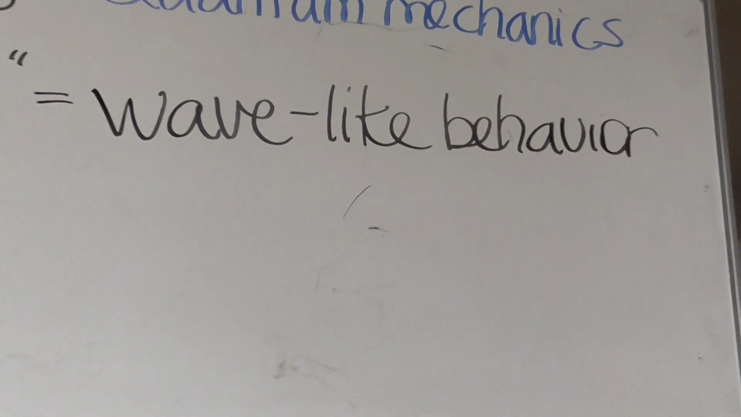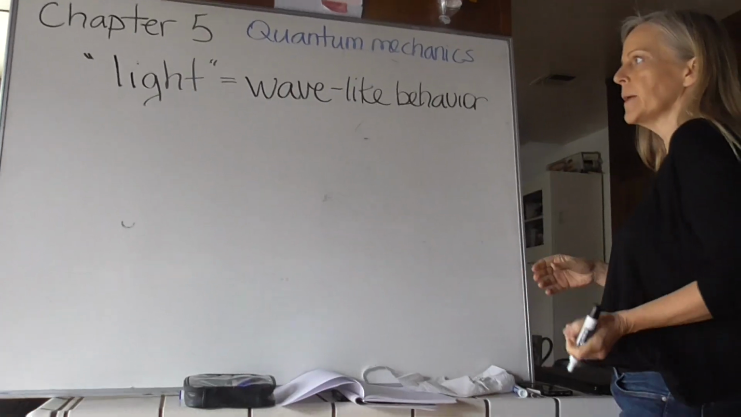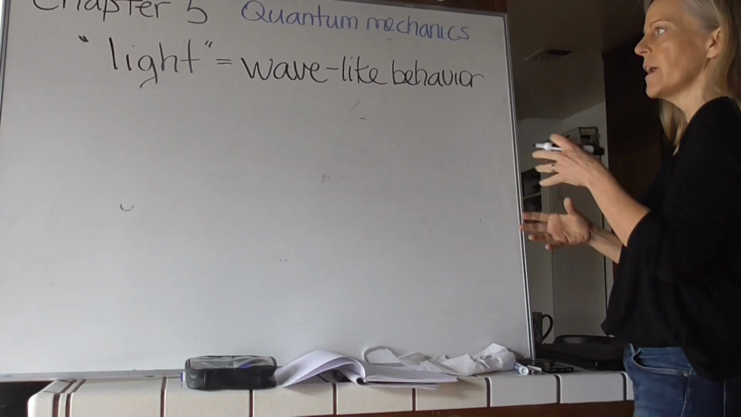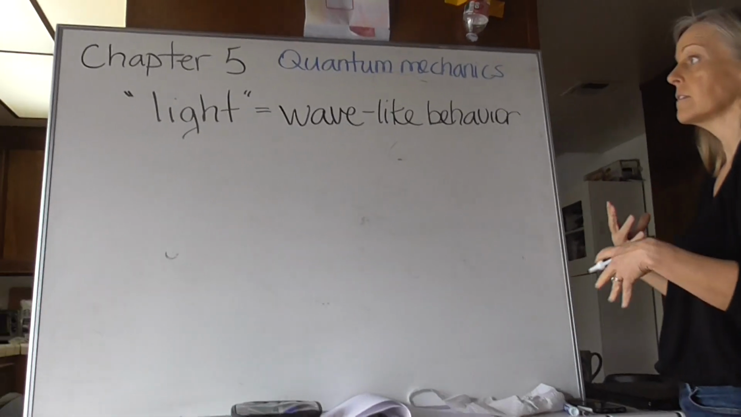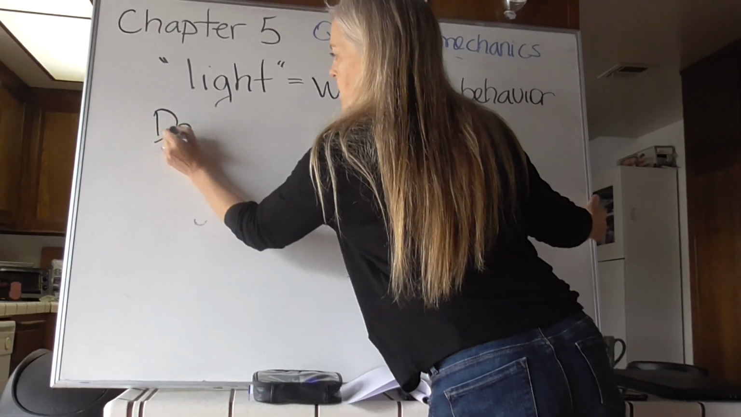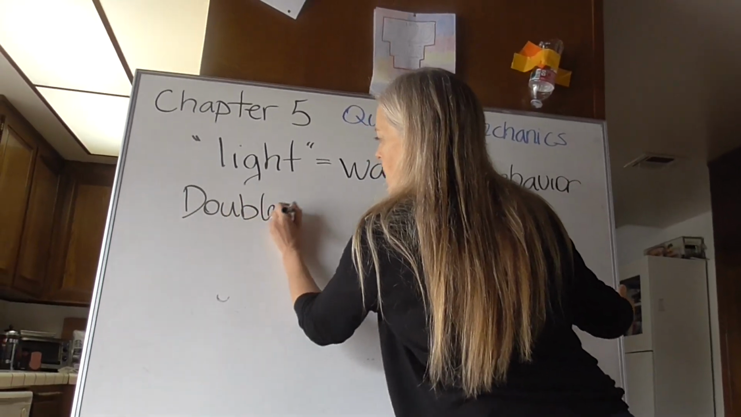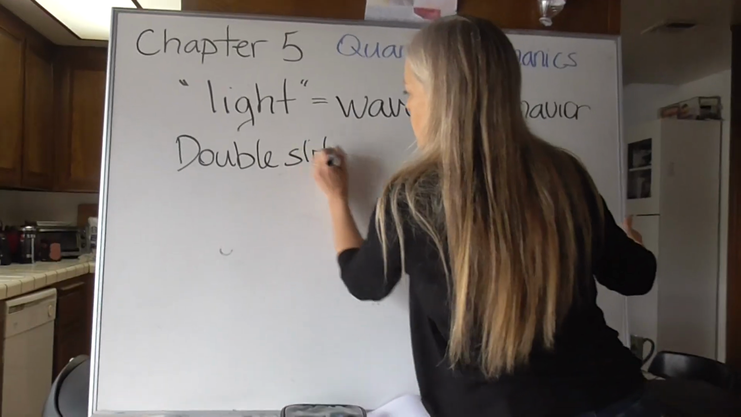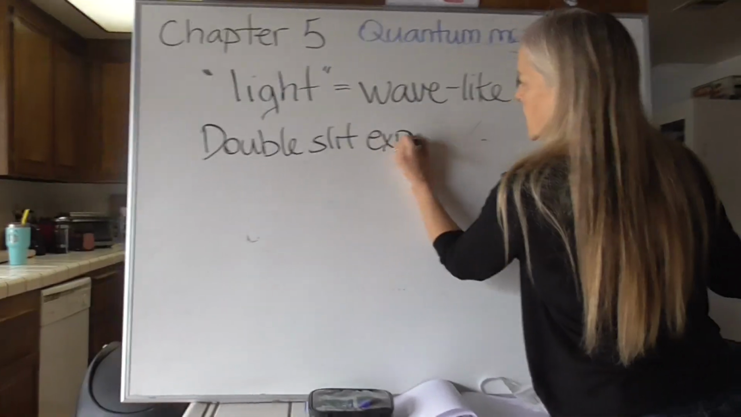So to figure out the wavelike behavior, there was an experiment that they did a long time ago, and they repeated it for things other than light, and it was called the double slit experiment.